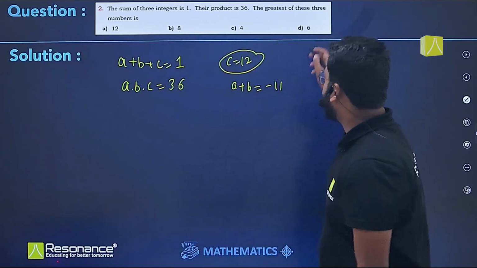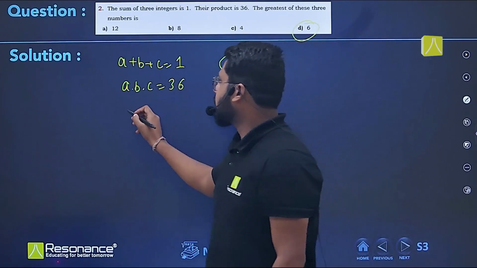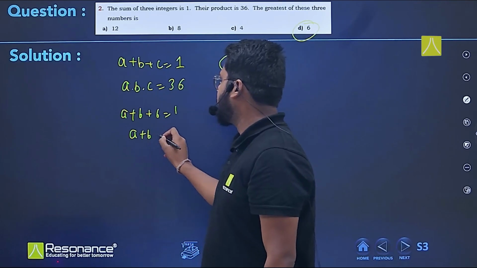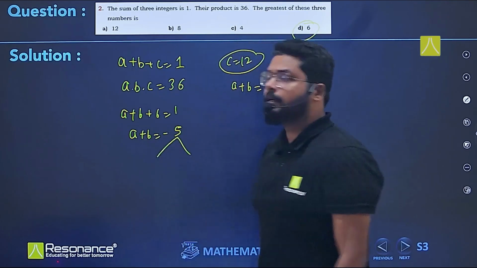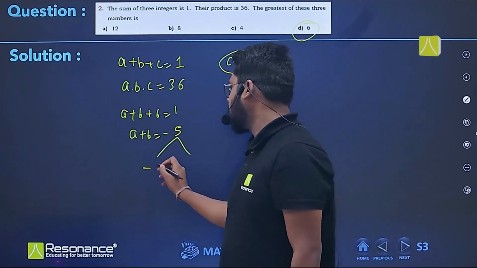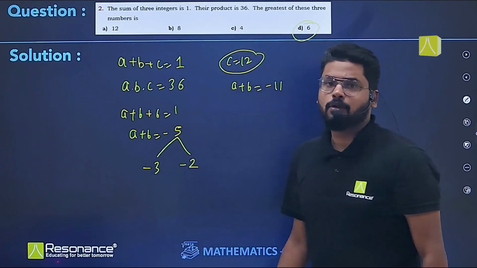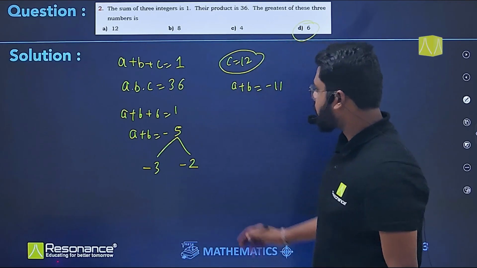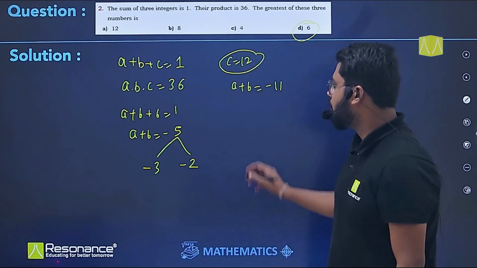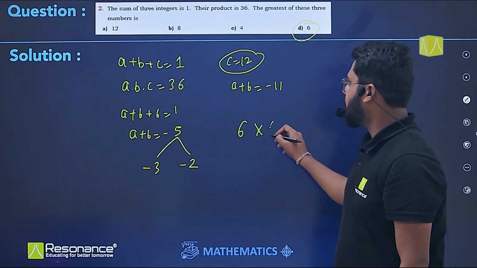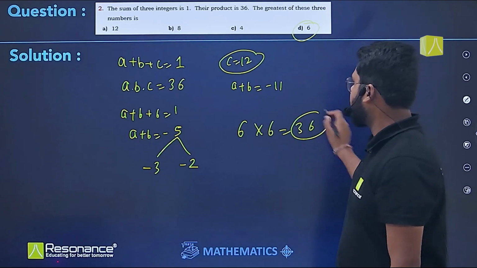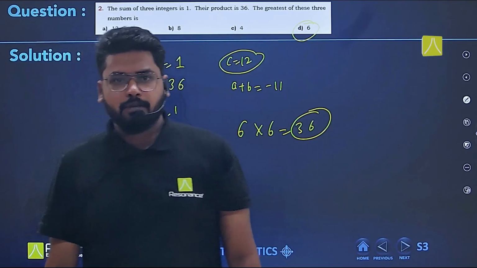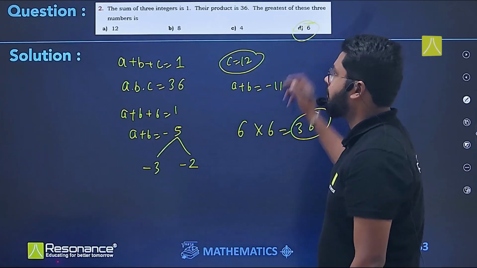But if you take one value as 6, suppose A plus B plus 6 equals 1, then you will get A plus B as minus 5. So you can bring minus 5 from two factors, minus 3 and minus 2, because minus 3 plus minus 2 gives minus 5. If you multiply minus 3 and minus 2, you will get 6, and C is also 6, since we have taken one value as 6. So our product will be 36, exactly as required. So our greatest integer will be 6 only. For the second question, the correct answer is 6.